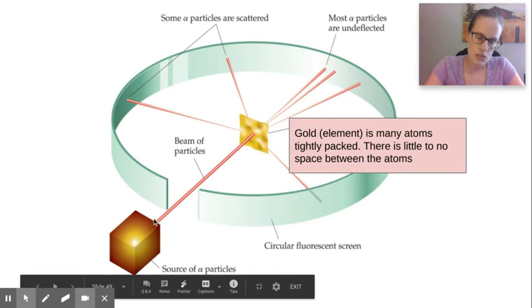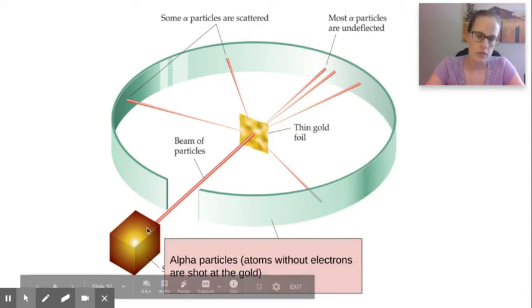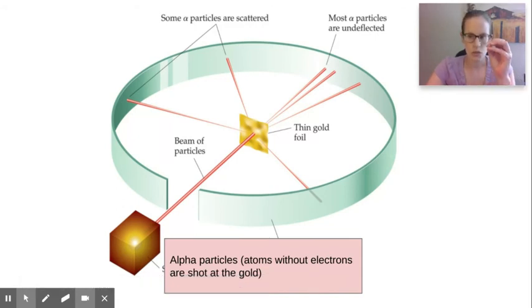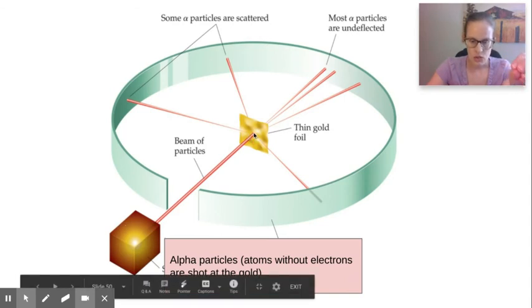This alpha source here shoots this super fast, high velocity, really tiny particle at that gold foil. This particle, the alpha particle, is the nucleus of a helium atom, so it doesn't have any electrons on it. It's just got 2 protons and 2 neutrons. So 4 little teeny tiny particles going really fast at this gold foil.